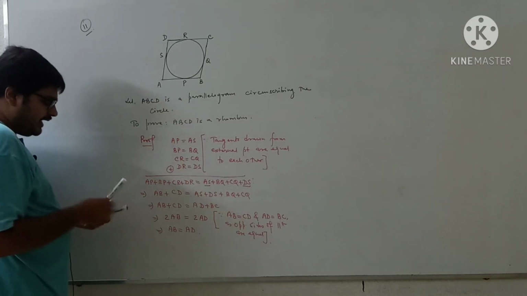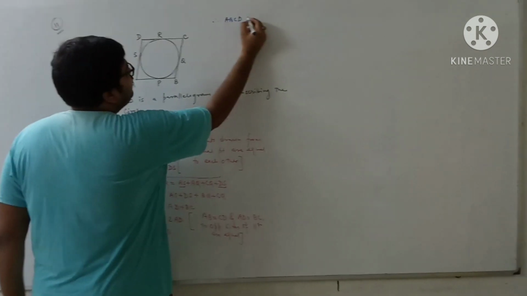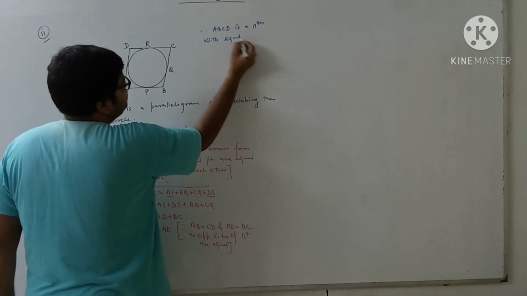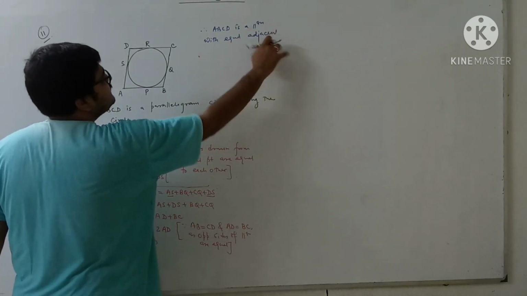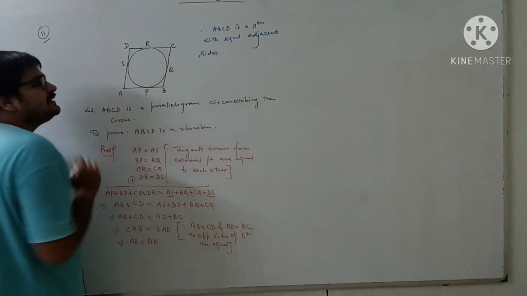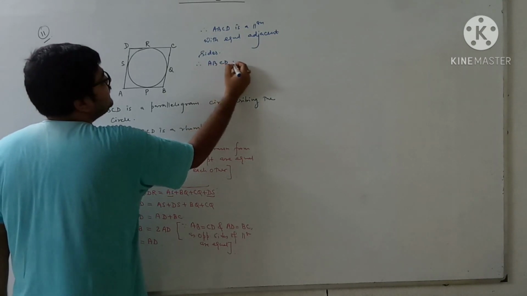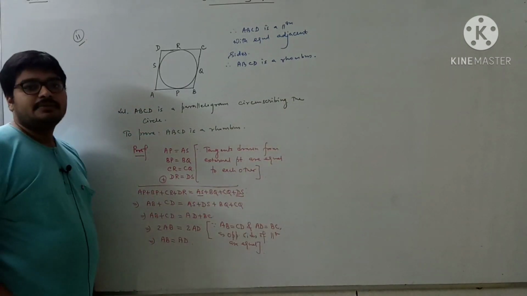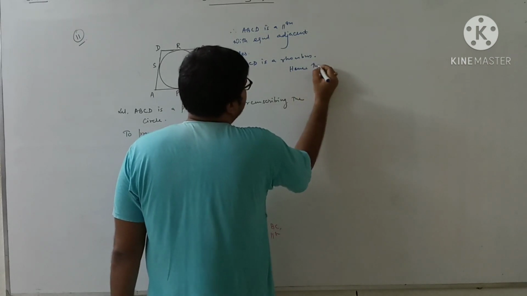So what can I write here now? Therefore, ABCD is a parallelogram with equal adjacent sides. And as this is a parallelogram with equal adjacent sides, we can write here, therefore ABCD is a rhombus, and that is our proof. So we can write here, hence the proof.